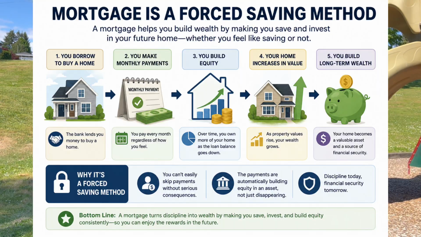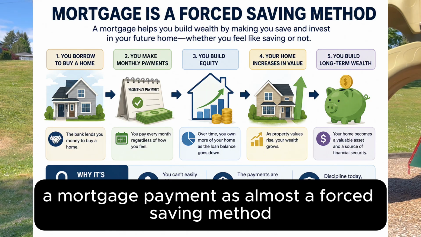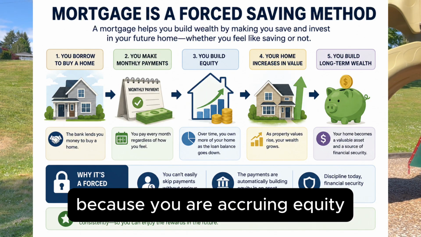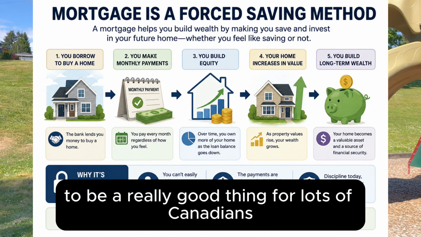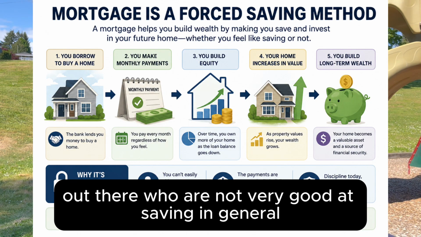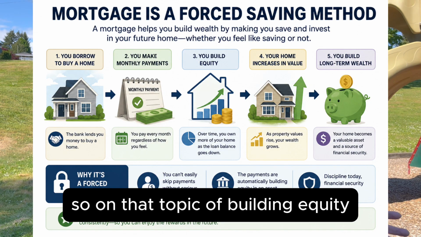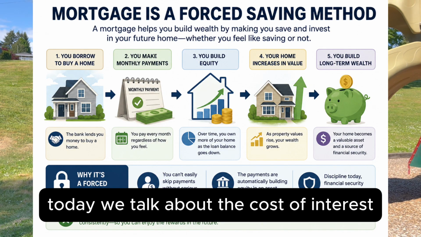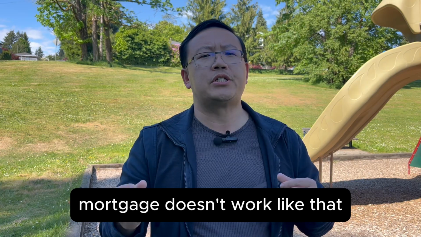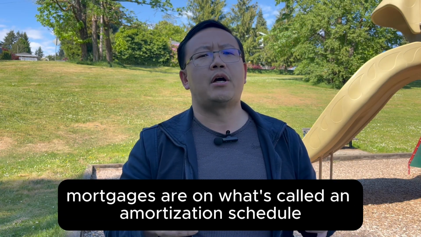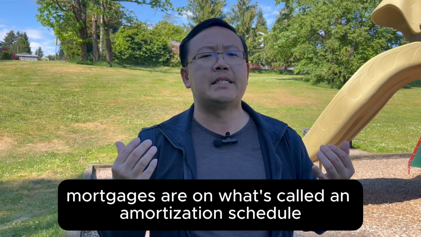So there is that view of a mortgage payment as almost a forced saving method, because you are accruing equity while you pay your monthly payment. That's going to be a really good thing for lots of Canadians out there who are not very good at saving in general. So on that topic of building equity, today we talk about the cost of interest as simply being the mortgage rate times your loan amount. In reality, a mortgage doesn't work like that. Mortgages are on what's called an amortization schedule.